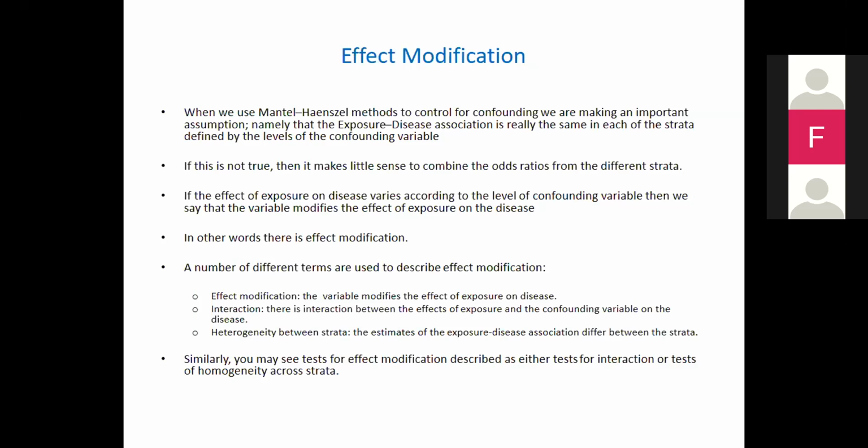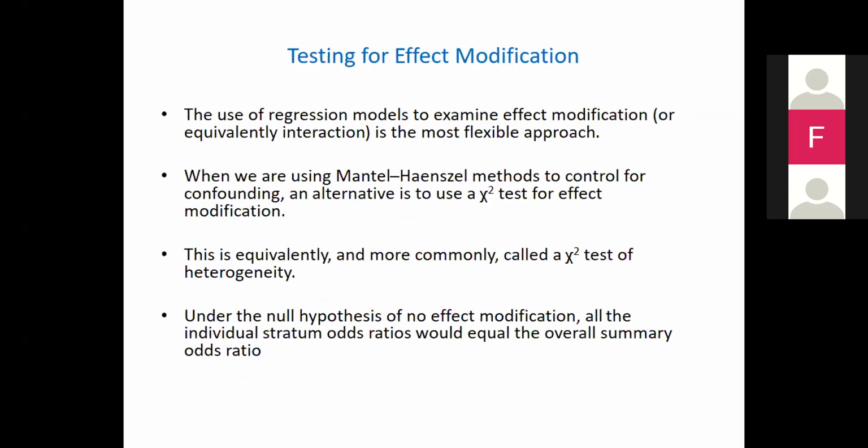Now, a number of different terms have been used for this effect modification. They call it effect modification, that is, the variable modifies the effect of the exposure on the disease. They call it interaction. It's the same thing. So when you see effect modification, interaction, or heterogeneity, it's the same. There's interaction between the effect of exposure and the confounding variable, or there is heterogeneity between strata. The estimate of the exposure to disease association differs between the strata.